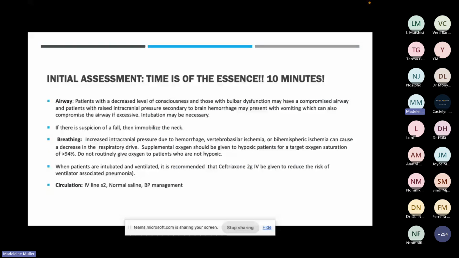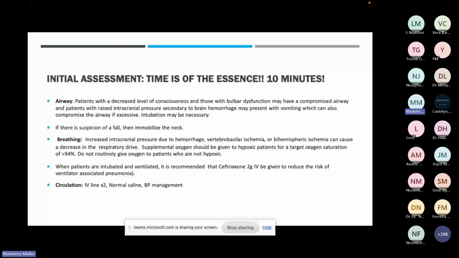So when you approach a patient, you need to understand that time is of the essence. You basically have just 10 minutes to go through your initial assessment, which would include your ABCs, a quick history, and examination. Important to note that when we say it's quick, it doesn't mean that it's not broad. So it's quick, but it's also broad, and all of this needs to be done within 10 minutes, including the bedside investigations that we will go through a bit later on.